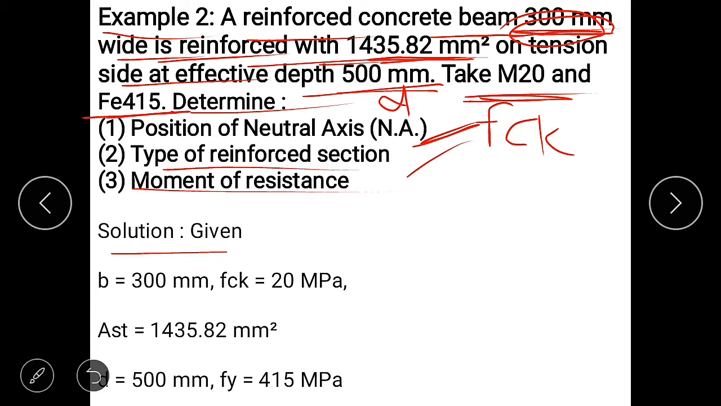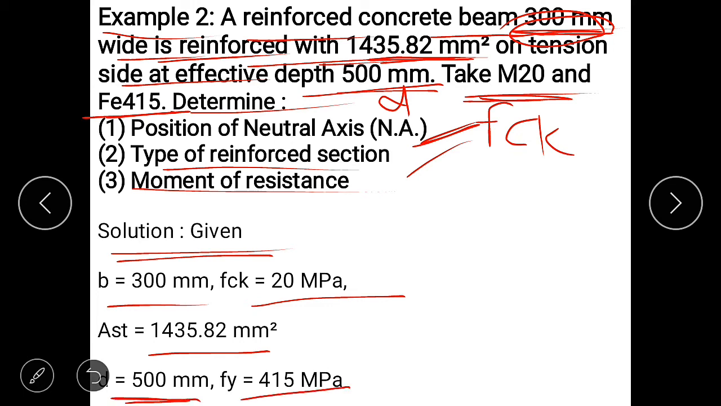Okay, so solution. The given data is B equals 300 mm, FCK is 20, AST is 1435.82 mm square, effective depth d is 500 mm, and Fy is Fe415.